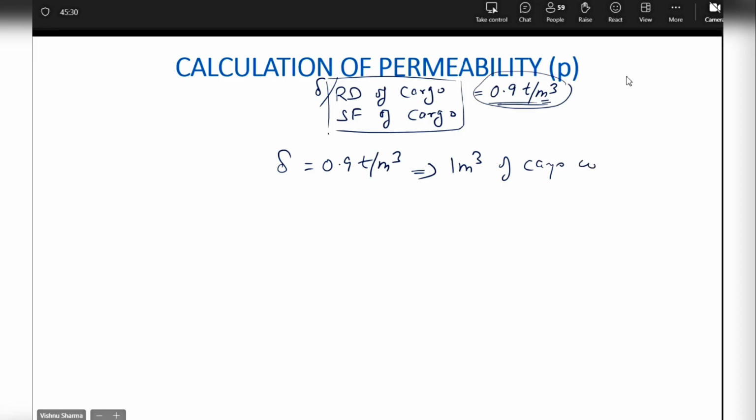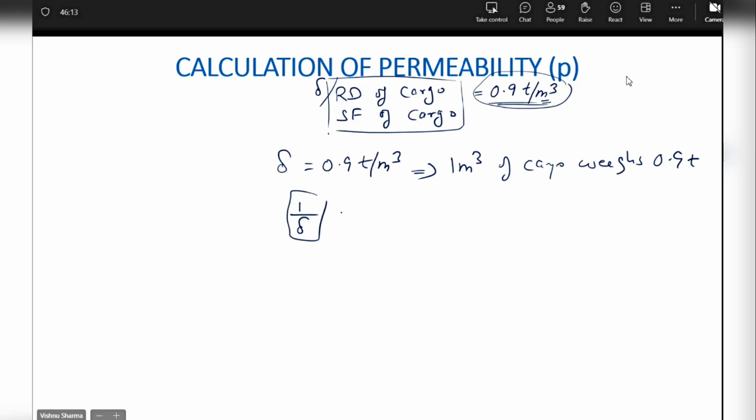If the density is 0.9 tons per cubic meter, it means 1 cubic meter of cargo weighs 0.9 tons. Now, this will depend on the nature of the cargo. If you have iron ore and you take 1 cubic meter, it will weigh more. If you take cotton, 1 cubic meter volume, it will weigh less. So it is basically the weight of 1 cubic meter of cargo, which is determined by the nature of cargo, what type of cargo it is. Now, if I take the inverse of it, inverse means I take 1 upon density.